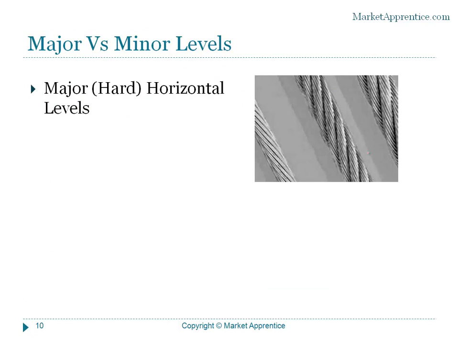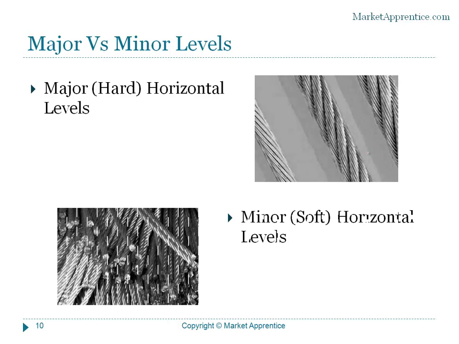This is my analogy of a major horizontal level. It is a very thick wire, between 2 to 3 centimeters maybe. Whereas a minor or soft horizontal level, you're talking about half to 1 centimeter maybe. So just to give you an idea, a major horizontal is so much stronger than a minor one.